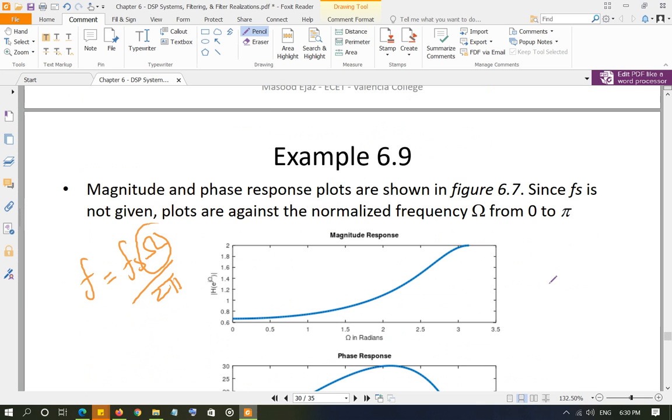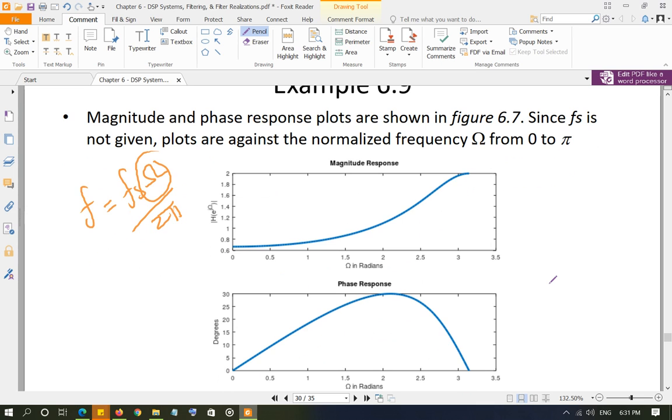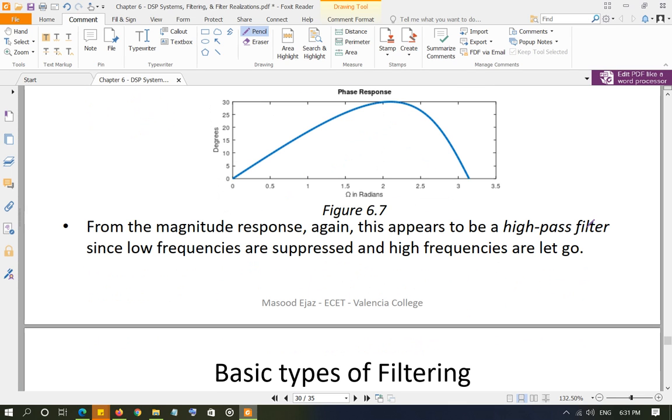And then you're going to plot that versus frequency, and again from the response it looks like a high pass filter. And in the next video we're going to discuss basic types of filtering.